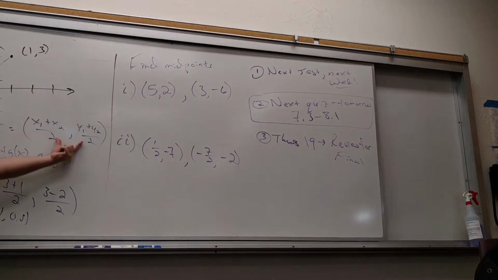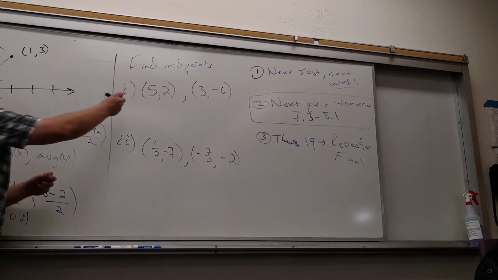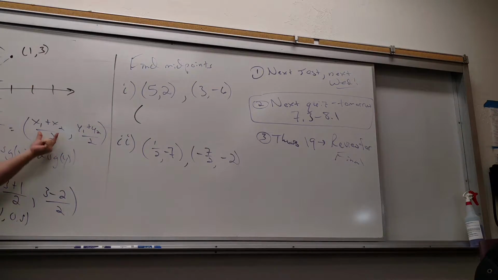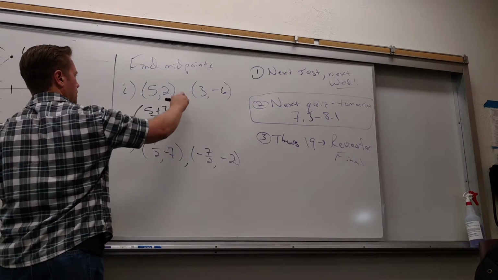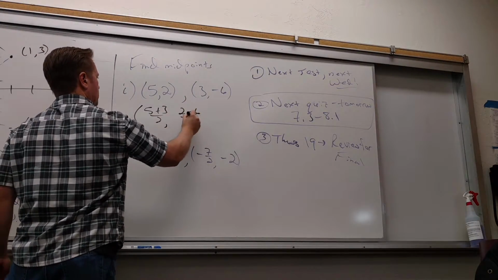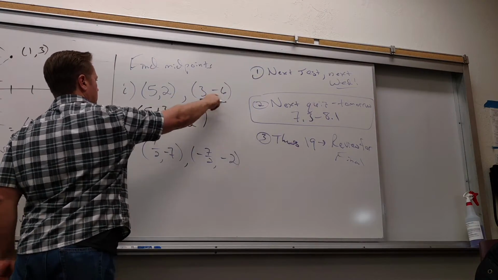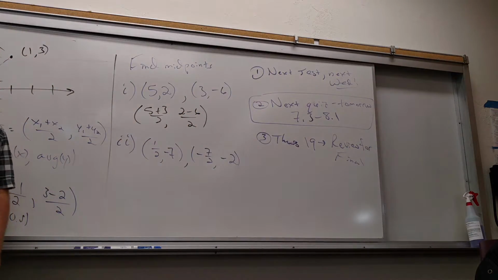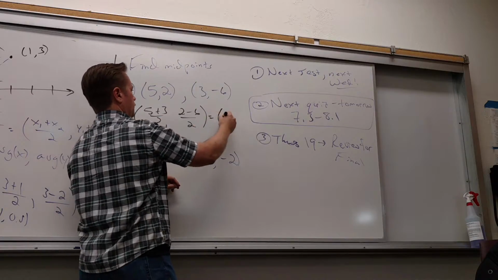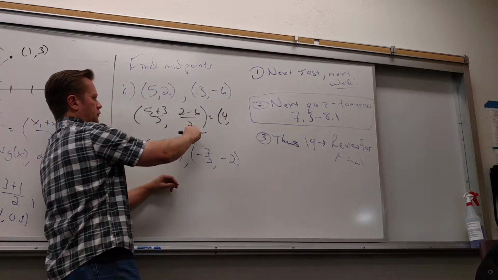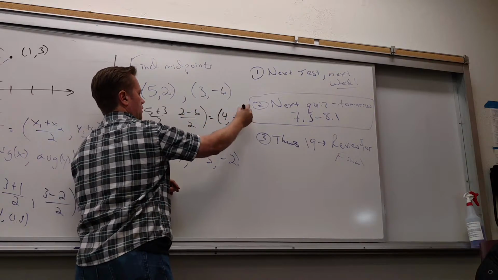So very often we like kind of recipe-ish ways to do things. So this is just plug and chug. So how do I find this first one? 5 plus 3 over 2? Yeah. Add the x's, divide by 2. 8/2. Add the y's, divide by 2. Yeah, be careful. 2 plus -6. So it would be -4? Good. So this will be 8/2 is 4. And -4/2 is -2.